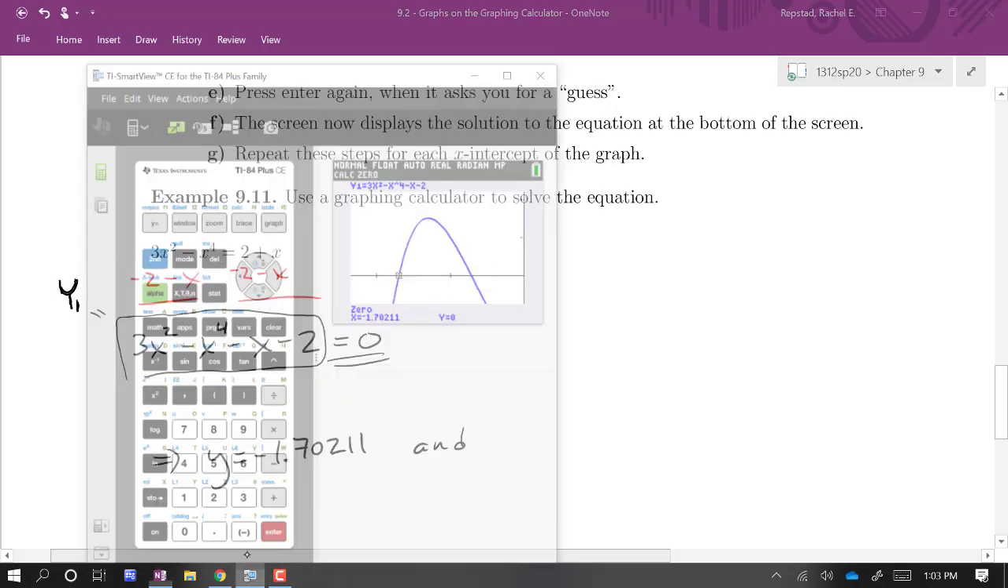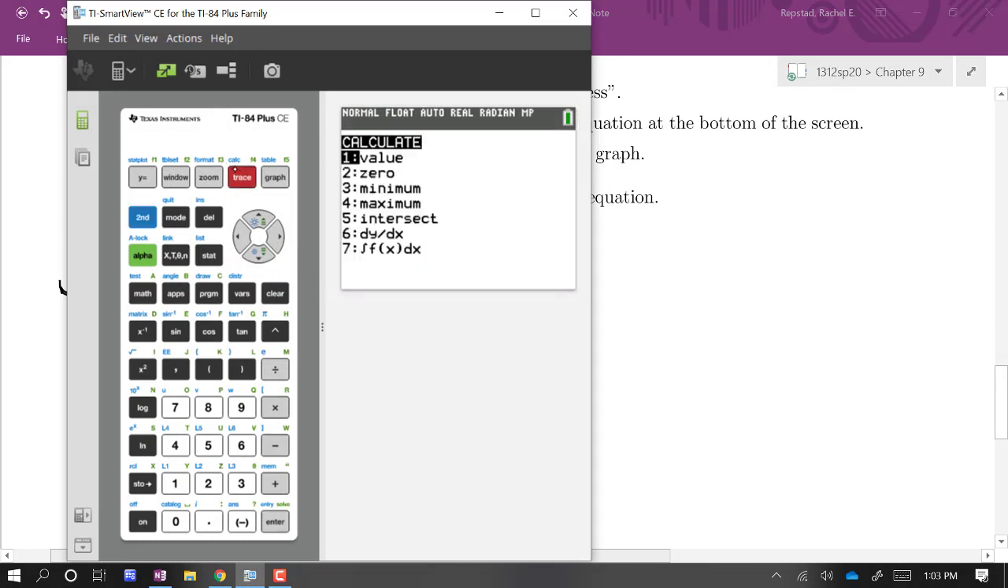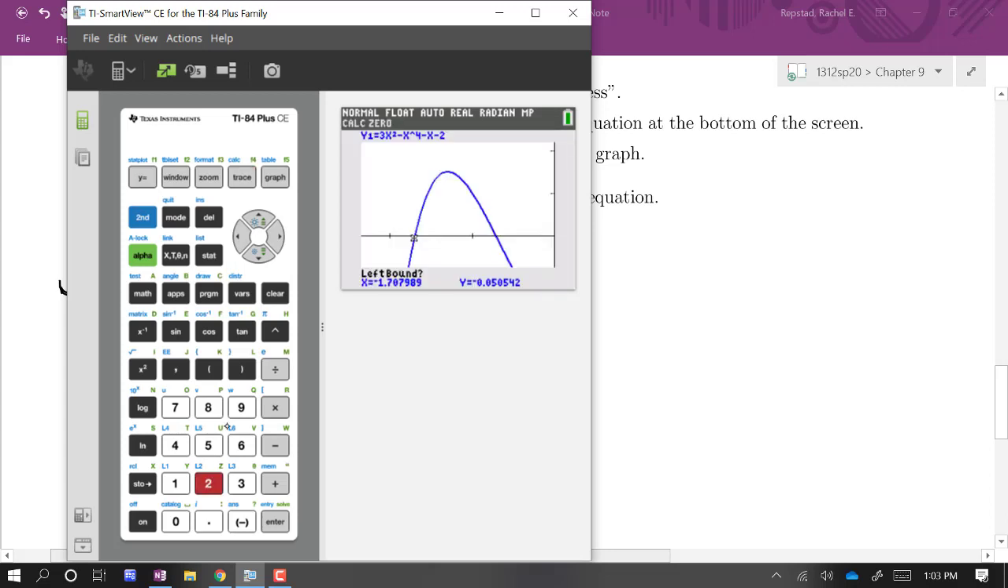And now there's another one. So I have to go through this process again to find this other 0 over here. So second calc, option 2, 0. I need to give it a left bound. So when I draw the bounds, what's really important is that only one of the zeros is captured between the left and right bounds. If there's more than one 0, the calculator will have a hard time and maybe get confused. So there I am to the left of that 0. I'm going to hit enter. I'm going to use my arrow key so I'm somewhere to the right of that 0 and hit enter. And then when it asks for a guess, I'm just going to hit enter.